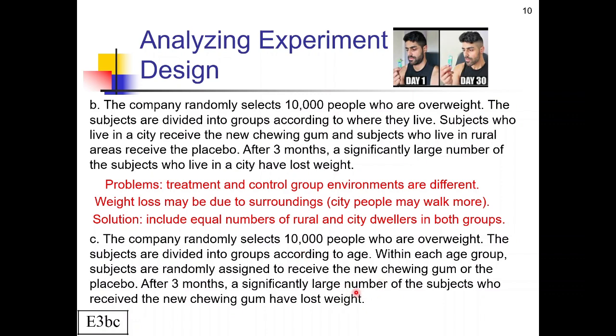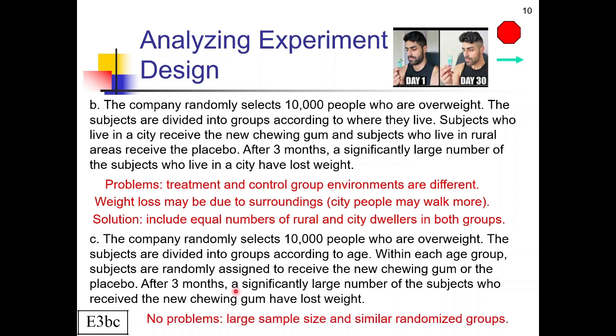Again, just kind of ignoring whether they did the comparison to the placebo group or not. Let's assume they did, because they've been wording it the same way this whole time. So we've got a large sample size, we've got random selection, and because we've got these age groups who are randomly assigned to get the gum or not, we've kind of accounted for all the differences that we could have within the different groups. So because of this, we would say that there's no real problems with this. A large sample size and similar randomized groups makes this a much happier experiment.